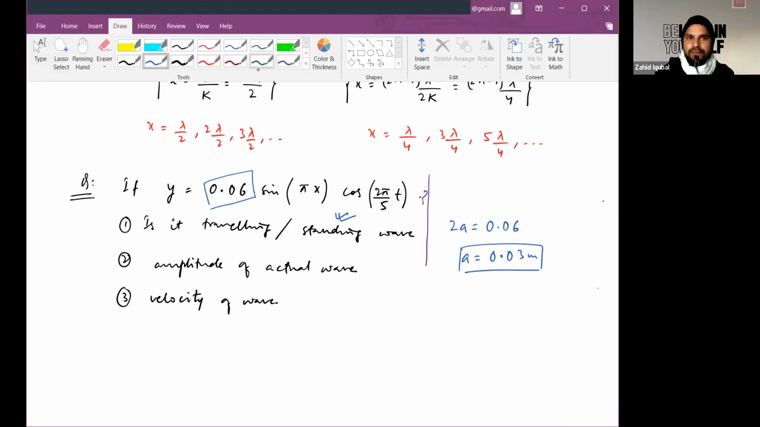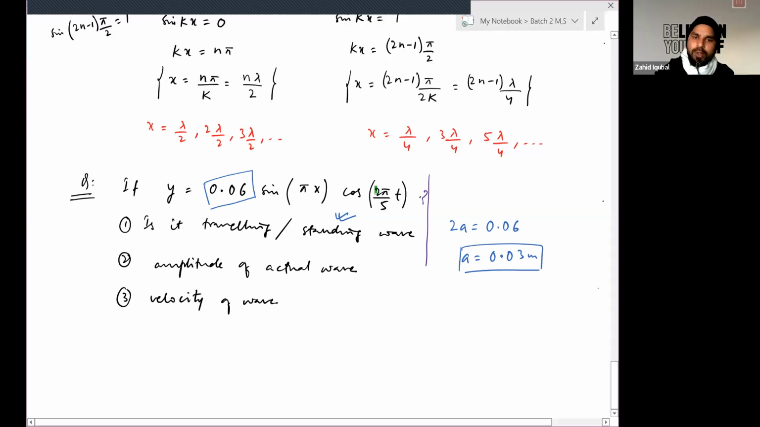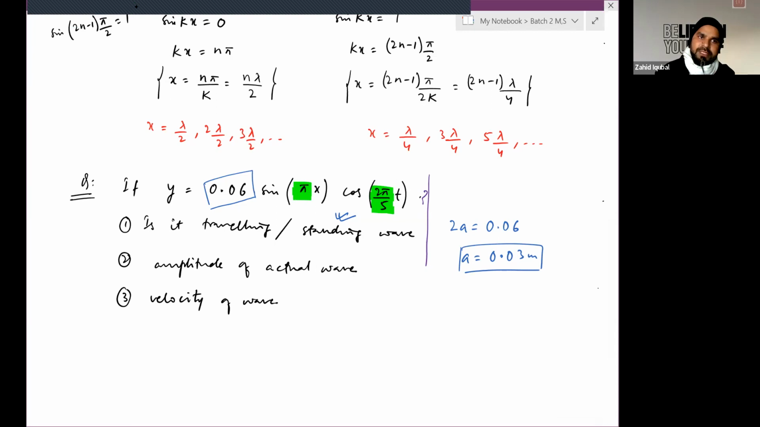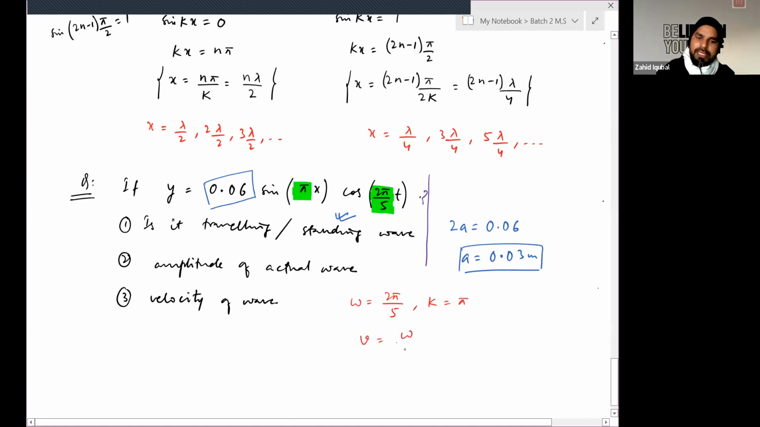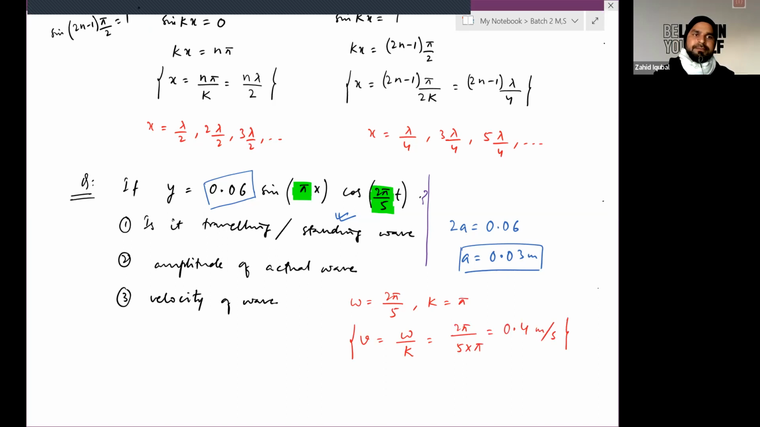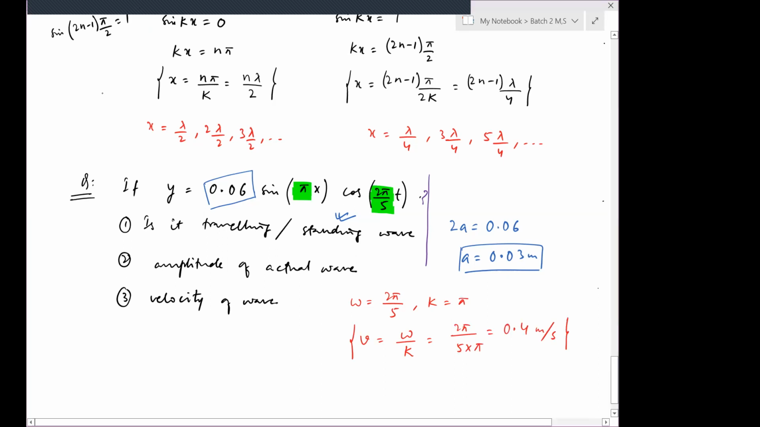And third, we have to calculate its velocity. So how to define velocity? Just find omega. Omega is nothing but the coefficient of t, and k is nothing but the coefficient of x. So from this part, omega is 2 pi by 5, and k is just pi. So the velocity of wave is omega by k, that is 2 pi by 5 divided by pi. Pi and pi cancel out, 2 by 5, that is 0.4 meter per second. Is it clear? Yes, sir. Arslan, any doubt? Just write it down.